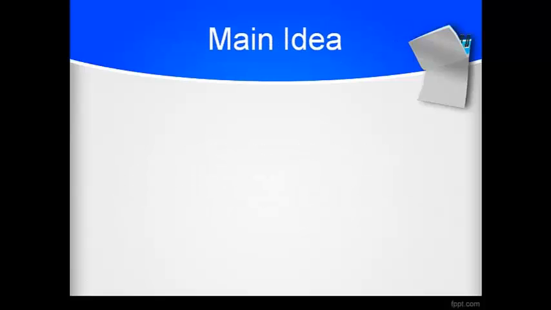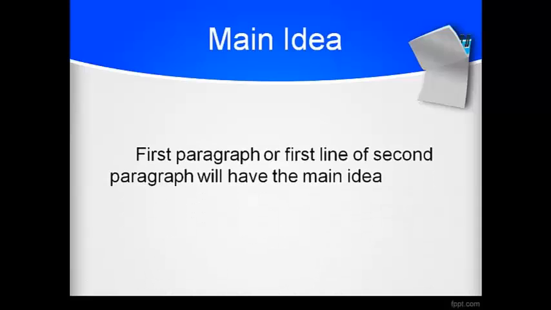Coming to the first paragraph, it usually has a main idea, or the first line of the second paragraph will have the main idea. This is one of those patterns. Again, not every passage falls into this one, but some part of it, yes. Sometimes you can see how it is developed. So the main idea is usually depicted in the first paragraph or the first line of the second paragraph.